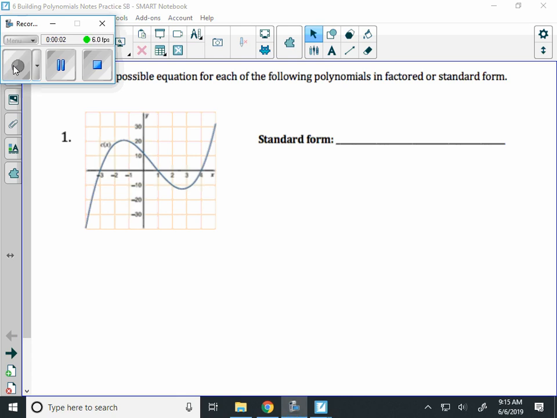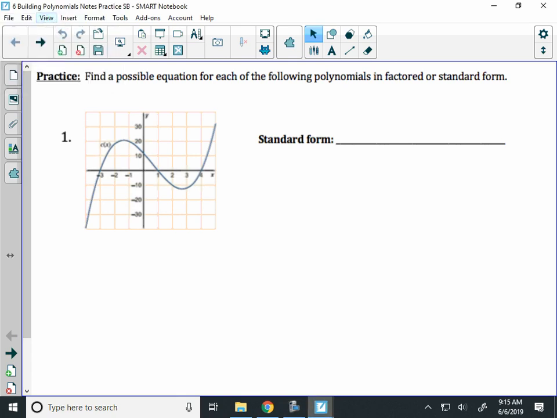All right, here's the practice at the bottom of the notes from the building polynomials lesson. There's two other practices after this one. The first example, we're just going to write standard form.